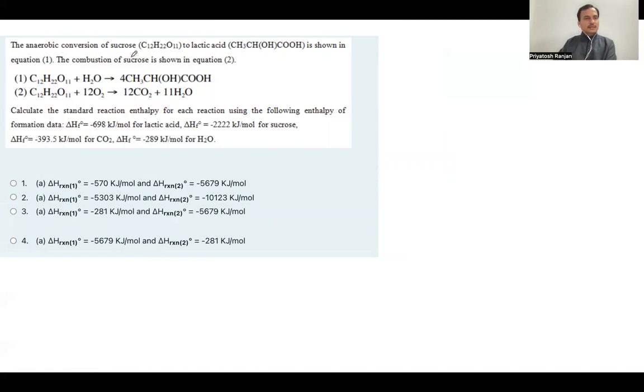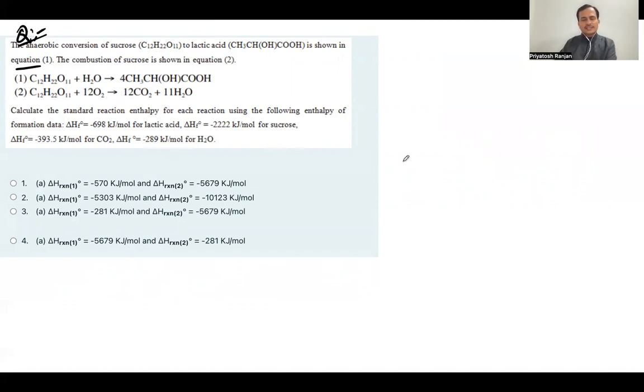Another question from biochemical thermodynamics. The anaerobic conversion of sucrose to lactic acid is given in equation 1, and the combustion of sucrose is given in equation 2. They have asked you to calculate the standard reaction enthalpy for each reaction using the following enthalpy of formation data. All these enthalpies of formation for a particular molecule are given, so you have to use these values to calculate.